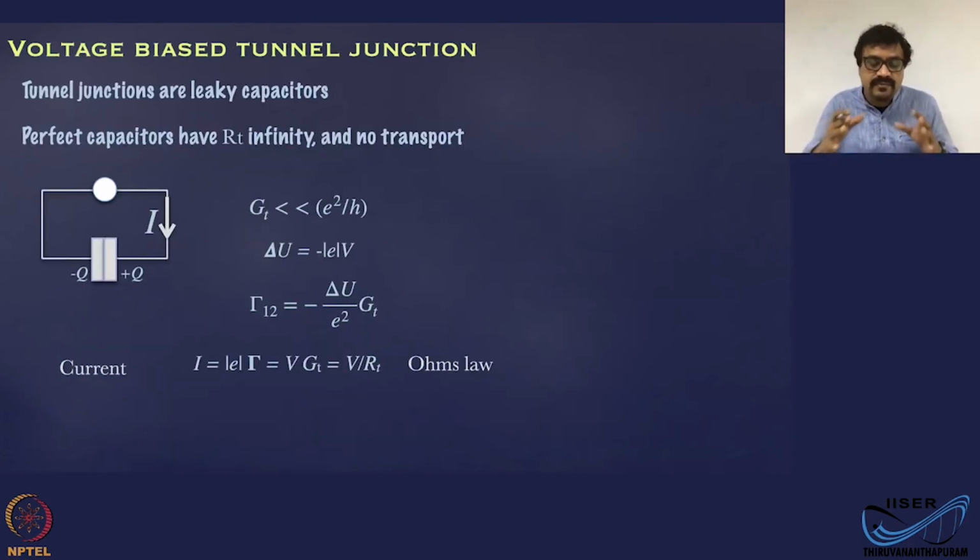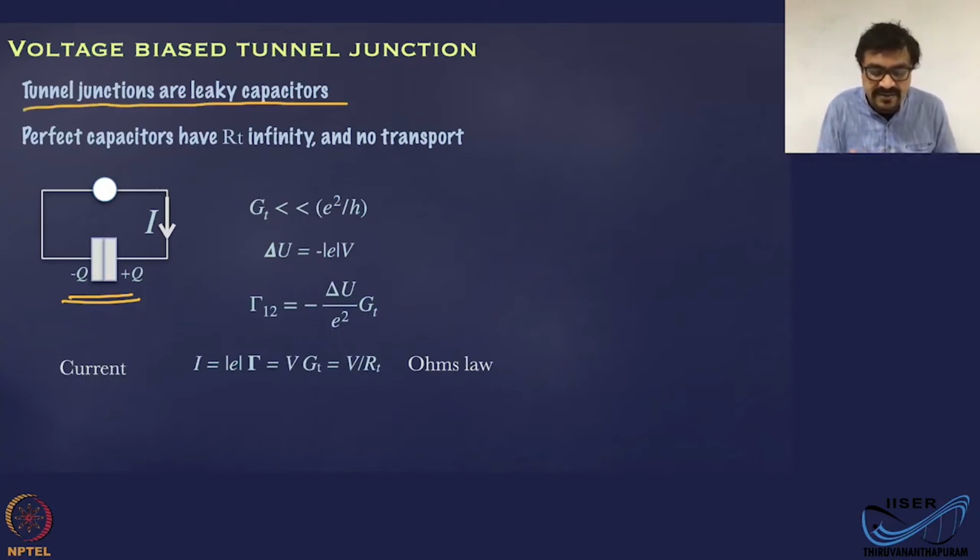Now let's assume what happens if you voltage bias this tunnel junction. So you have the tunnel junction, which I have drawn in this shape here. What this says is tunnel junctions are leaky capacitors. If I draw the tunnel junction in this way, that's a capacitor. The capacitor has infinite tunnel resistance, RT. This is basically RT is infinite.